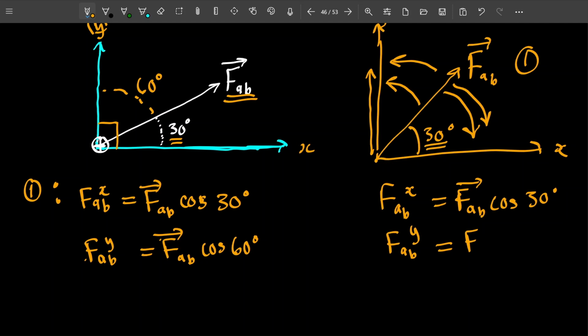So if I pull this down, I'm closing that angle. But if I pull it up, I'm pulling away. So it will be FAB sine 30 degrees. It's only for this guy in the first quadrant. That's what we're going to do. We're not going to do it anywhere else. Make sure you know that. We're only going to do it with these type of forces that will be in the first quadrant like that.